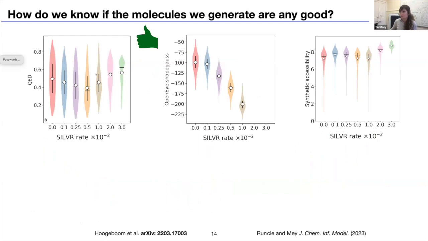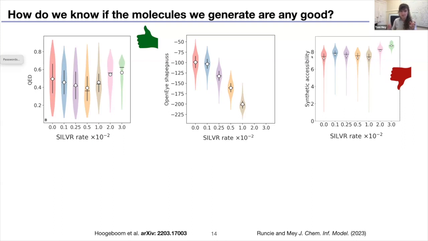QED and OpenEye shape Gauss, this is quite promising. What isn't so great is the synthetic accessibility score. If our typical products are like around 3, 8 is bad, but because also this zero SILVR rate is bad, it just tells us that the underlying generative model is probably not very good at generating compounds that are synthetically accessible.